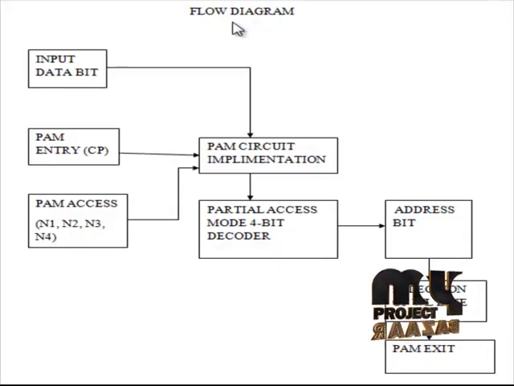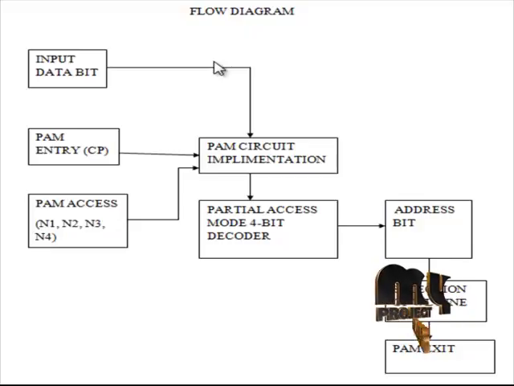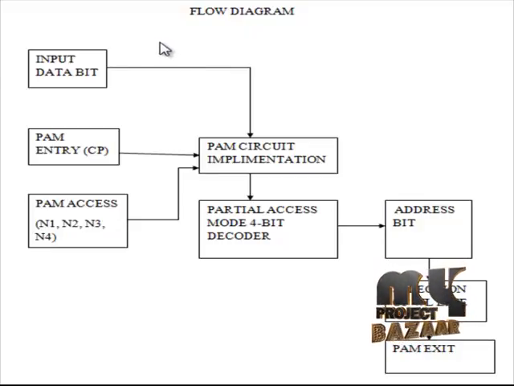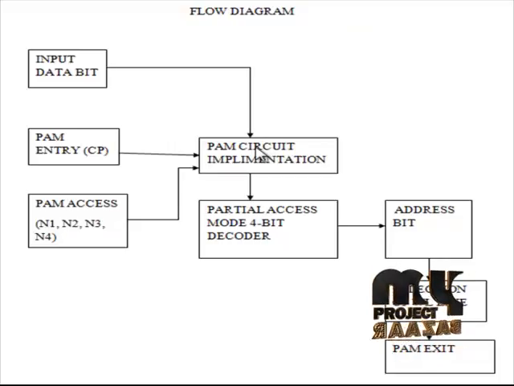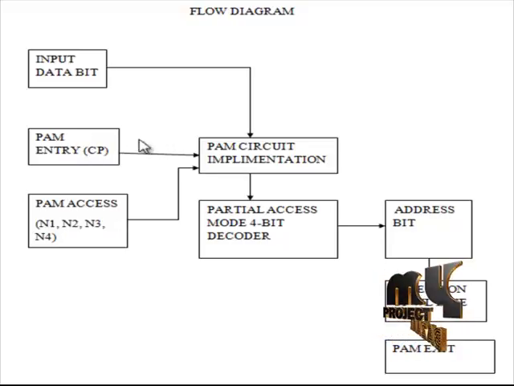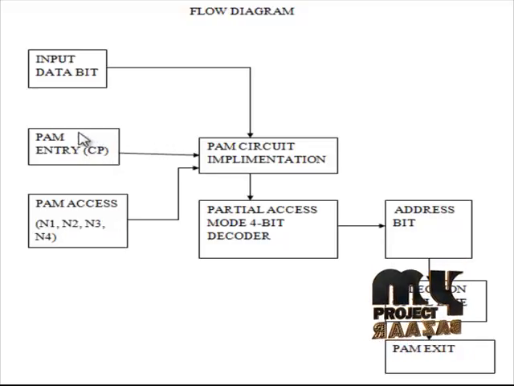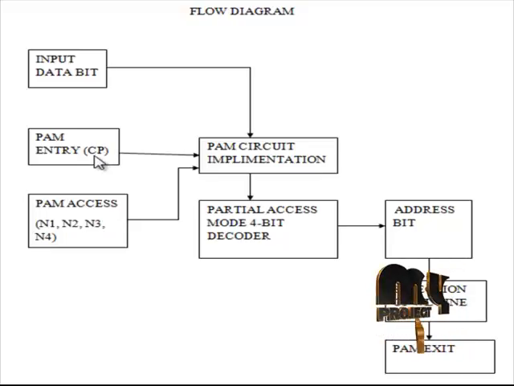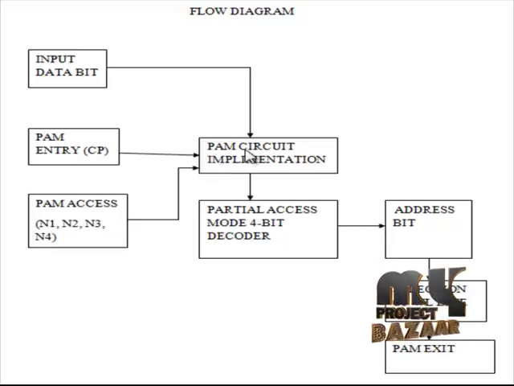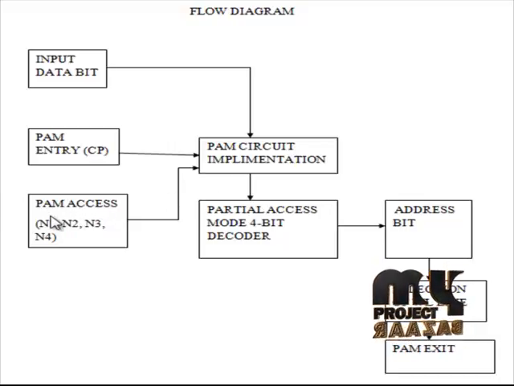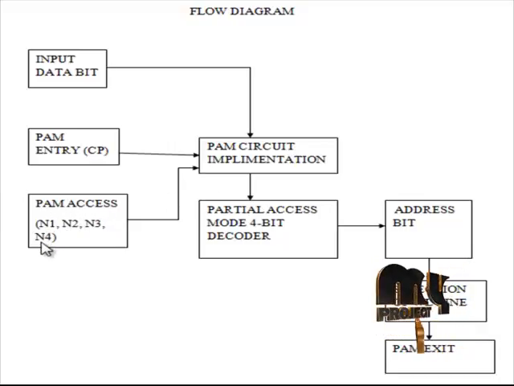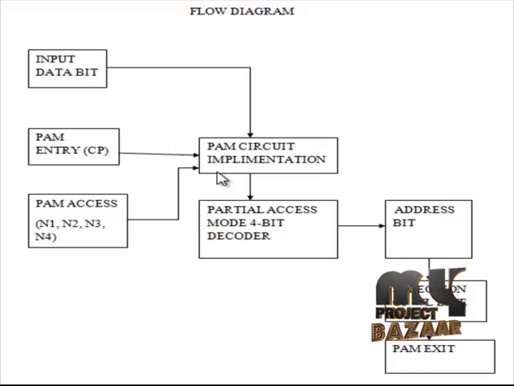Next, we will see the flow diagram for the product. First, we put the input data bit and then go to the PAM circuit implementation, then the PAM entry operation. PAM means partial access mode. The partial access mode entry means copying the partial access mode memory cell values, with the copy flag as input for the PAM circuit implementation. Then the partial access mode access operation, with the N1, N2, N3, N4 inputs applied to the PAM circuit implementation.